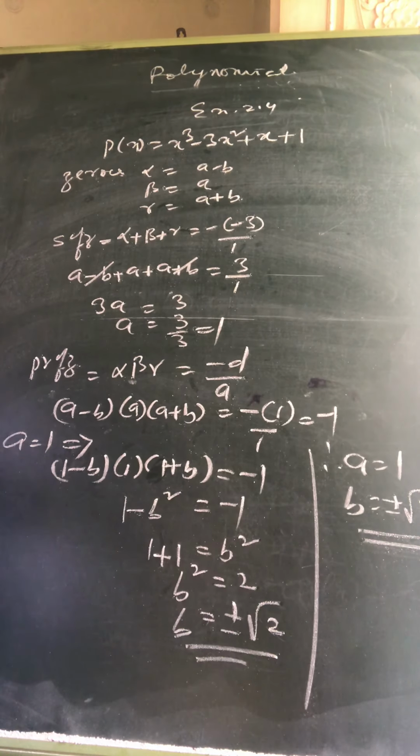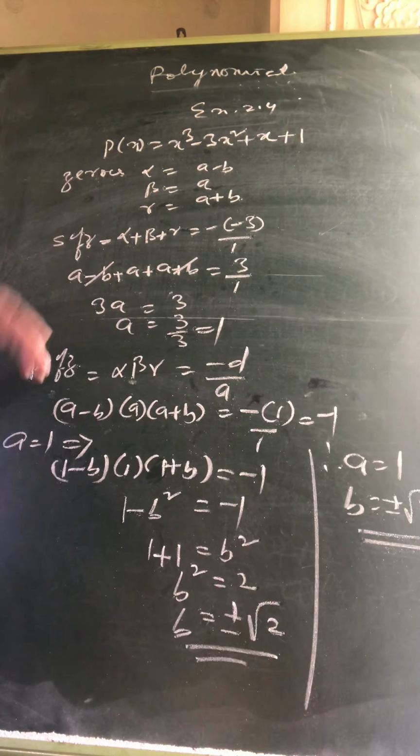Here in this problem he gave a minus b, a, a plus b, but in an examination, in the RD, he gave that these zeros are in AP. AP means arithmetic progression. That concept will be learned over there. Now this is the way to calculate the values of a and b.